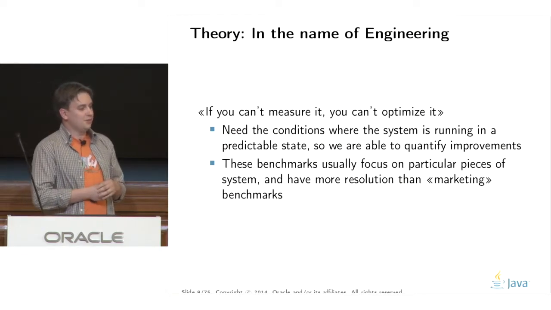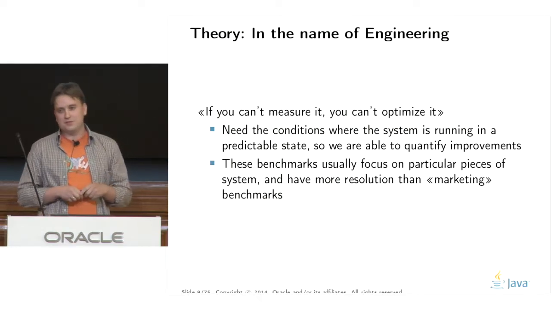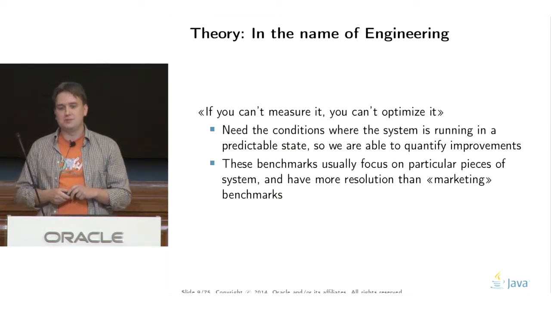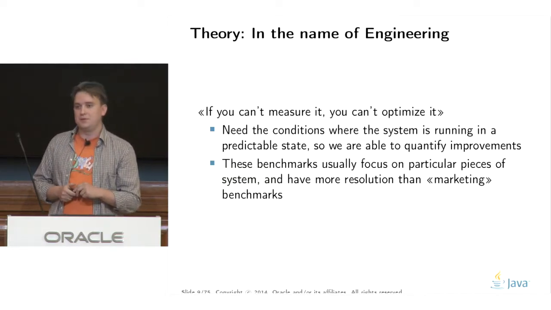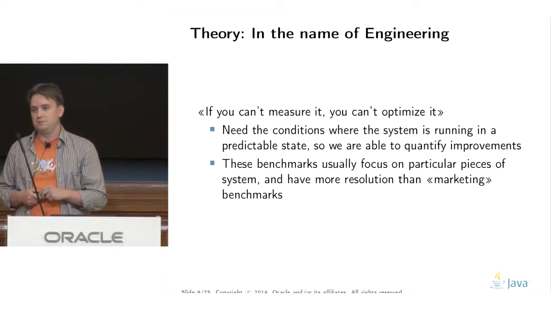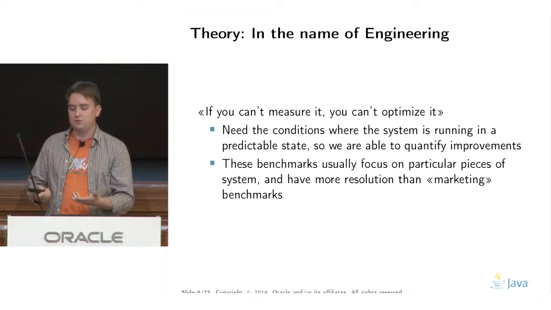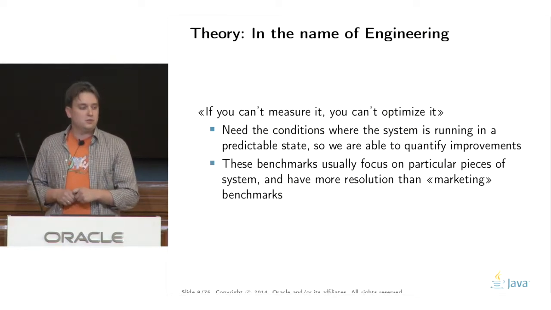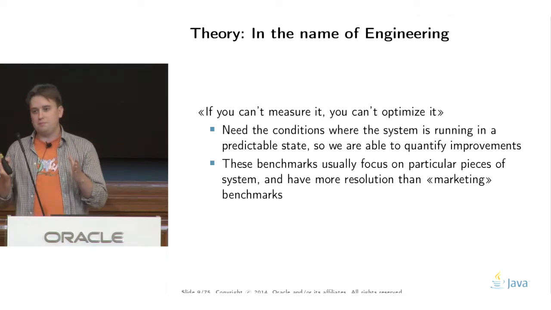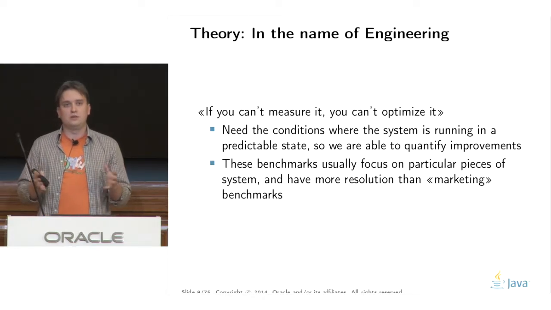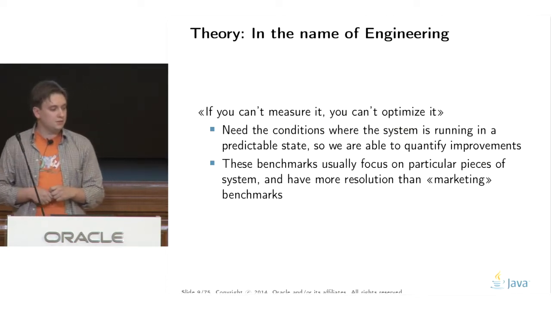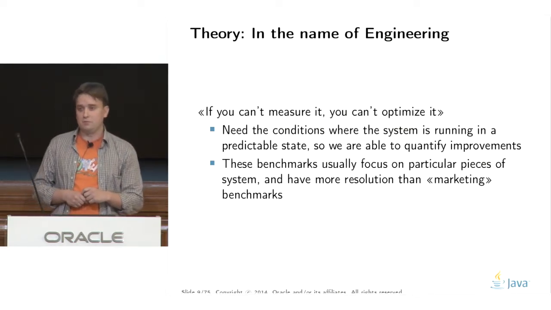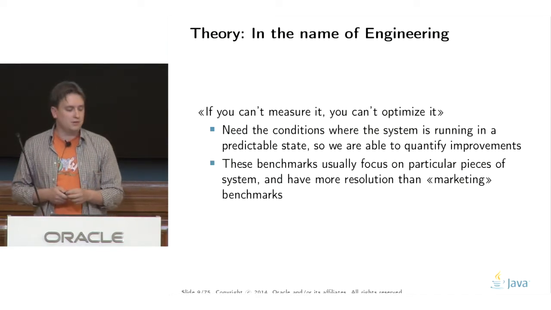In the name of engineering, if we can't measure something, we can't optimize it. That means that if we want to optimize something, we need to set the system in some predictable state so we can quantify the improvements that we are about to do in that system. These benchmarks usually focus on particular parts of the system. Rarely do they do the complete end-to-end performance kind of investigations. And usually they have more resolution than marketing benchmarks.